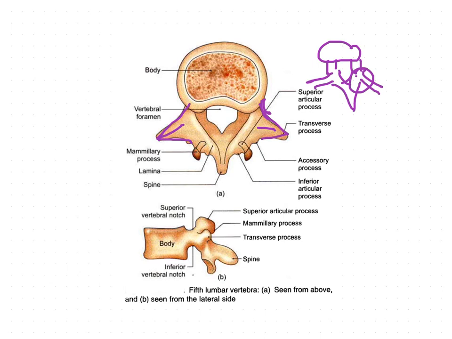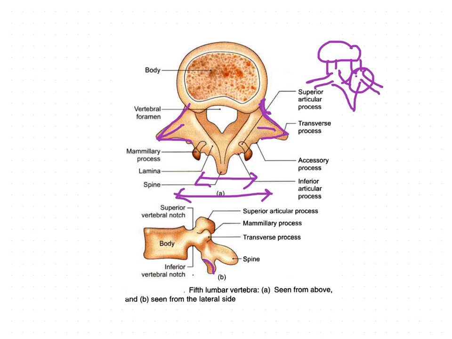Another distinguishing feature is the inferior articular process. Normally in the remaining lumbar vertebrae, the inferior articular processes are much nearer to each other when compared to the superior articular surfaces, isn't it? Yes. Here in the fifth, the distance between the inferior articular processes is equal to or more than the distance between the superior articular processes. It may be almost equal, or sometimes it is more than the distance between the superior articular processes.